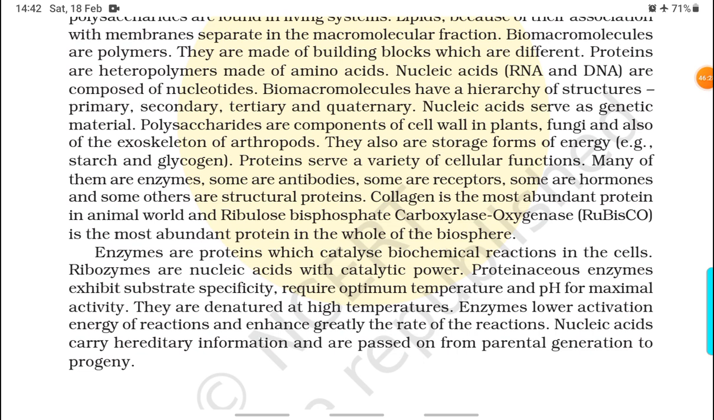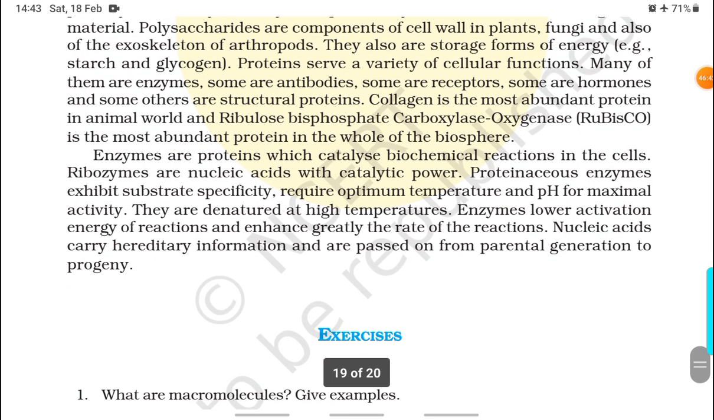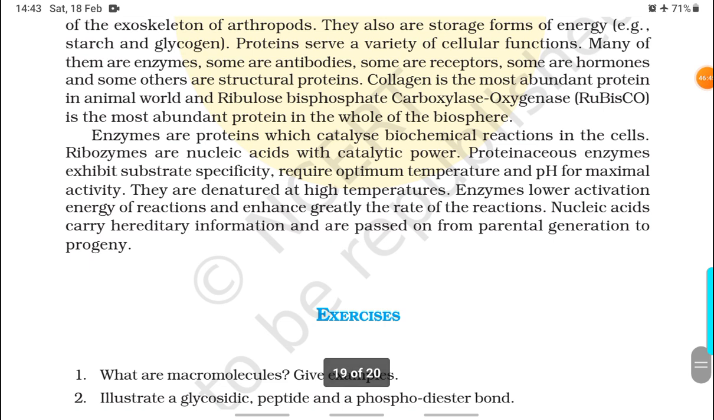Nucleic acids serve as genetic material. Polysaccharides are components of the cell wall in plants, fungi and also of the exoskeleton of arthropods. They also have storage forms of energy, for example starch and glycogen. Proteins serve a variety of cellular functions. Many of these are enzymes, some are antibodies, some are receptors, some are hormones, and some others are structural proteins. Collagen is the most abundant protein in the animal world, and ribulose bisphosphate carboxylase oxygenase, RuBisCO, is the most abundant protein in the whole of the biosphere.